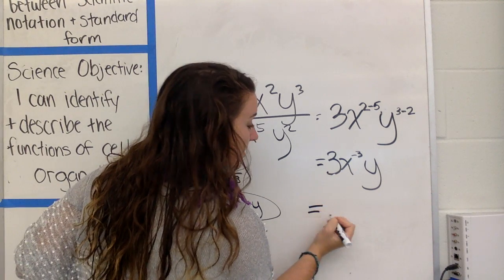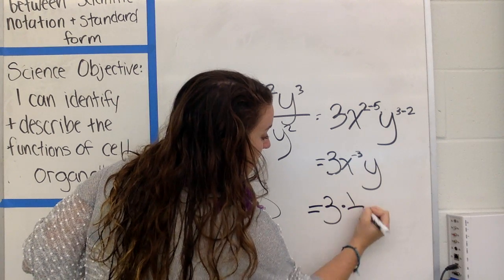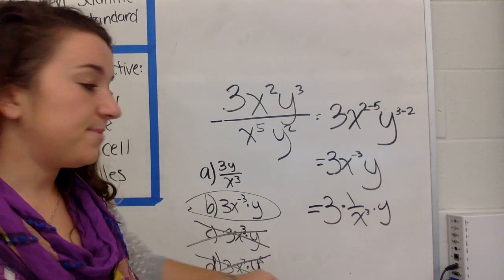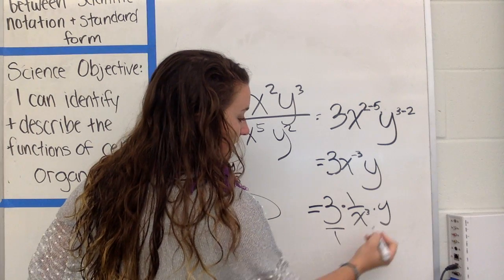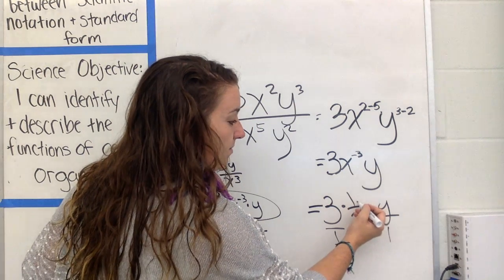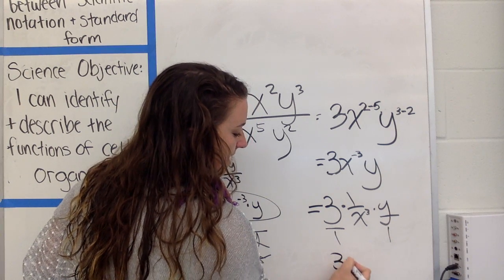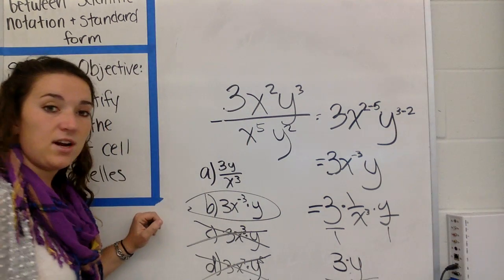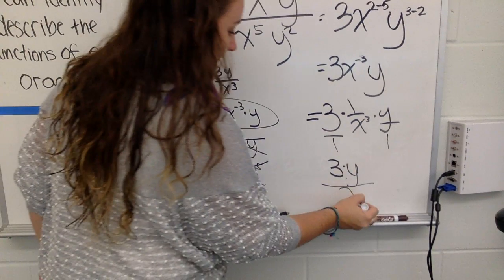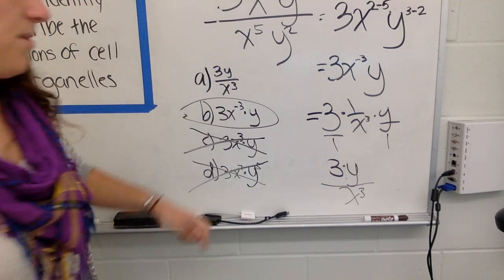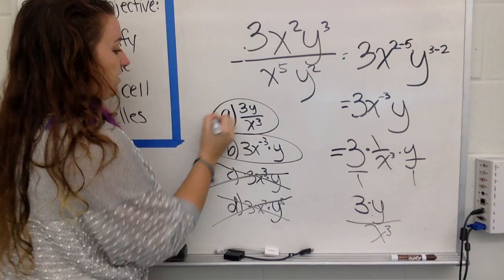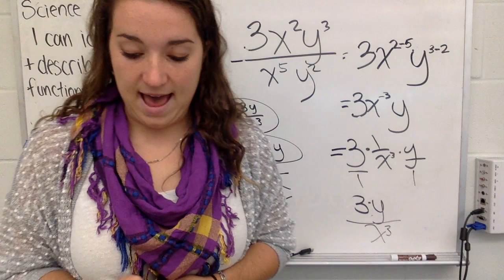So I can rewrite this as 3 times 1 over x cubed times y. If I multiply that all out by making my terms all fractions, put them over 1, I'll have 3 times 1, which is 3 times y, so 3 times y. And in my denominator, I'll have 1 times x cubed times 1, so just x cubed. So this can be rewritten as 3y over x cubed. So the answers are A and B.